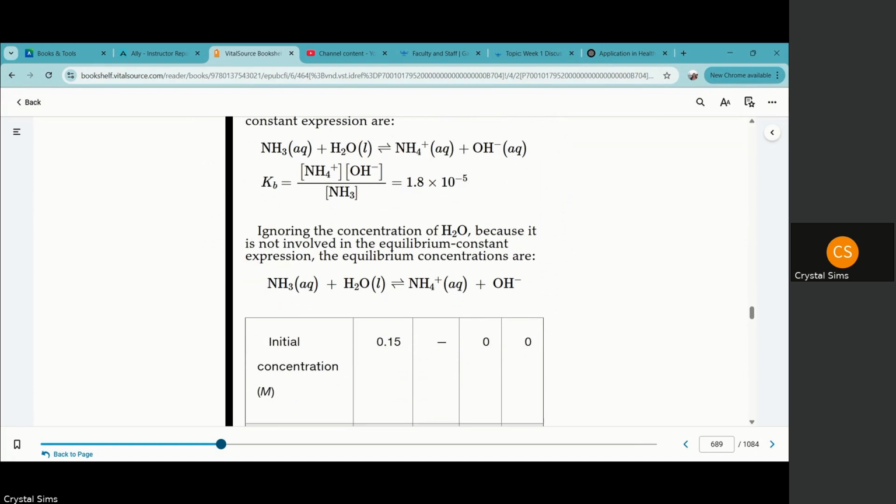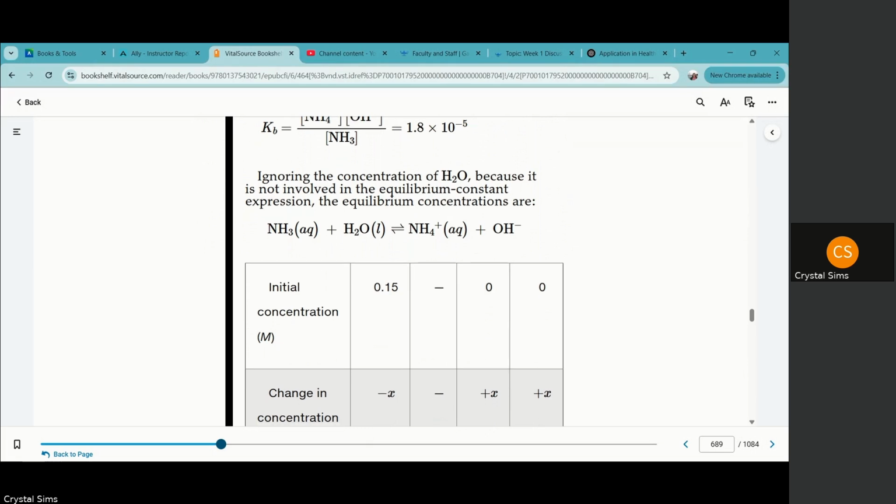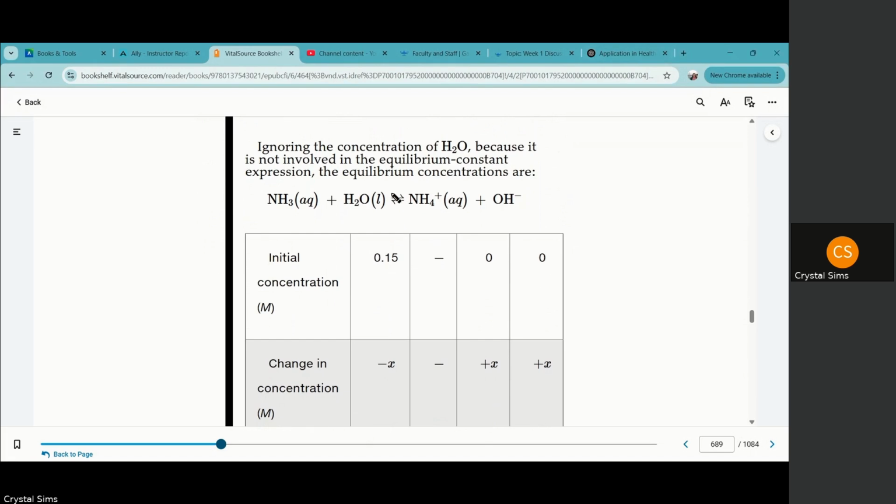We are going to get our ICE box here. Now you'll notice we've got 4 columns in our ICE box now. This one right here corresponds to water. It's not a part of the expression, so we don't consider anything with it in the ICE box. To be truthful, when I work these types of problems, I don't even include it in my ICE box because it's not going to matter. It's not a part of the expression. So you can just leave it off completely if you want to.